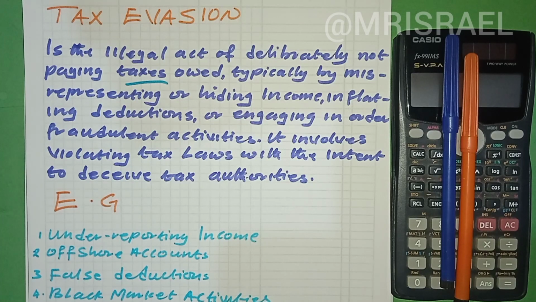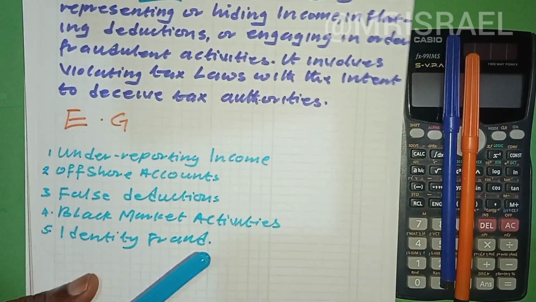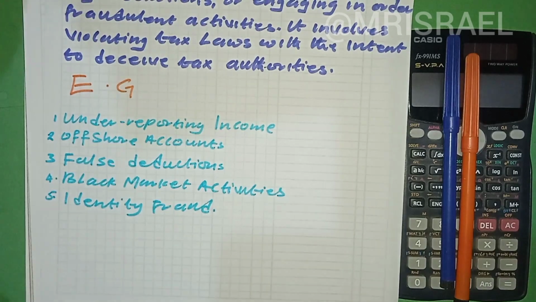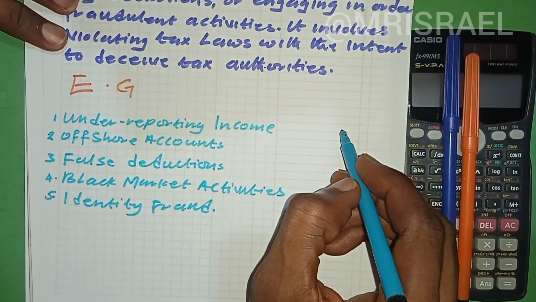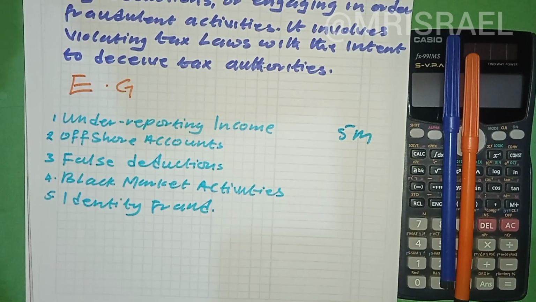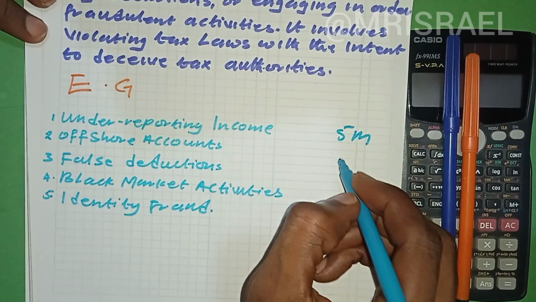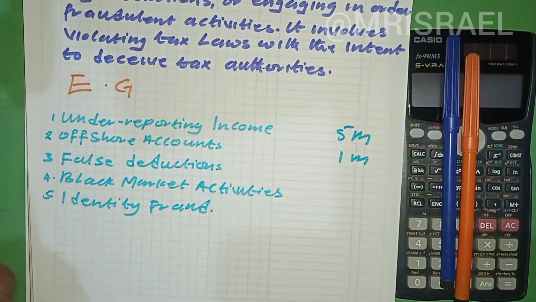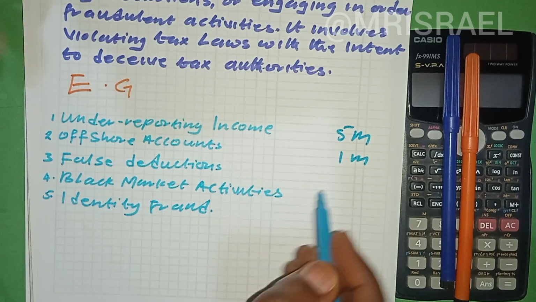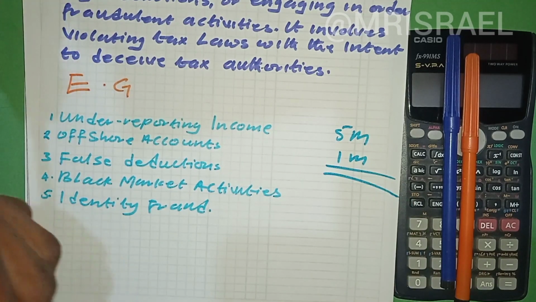Now, what are those things that you can do that can make you go to jail because you want to evade tax? Let's take a look at them. Underreporting income. You made 5 million as your income, but when reporting in your financial statement, you decided to report 1 million. This is a criminal offense. You will go to jail because of this.